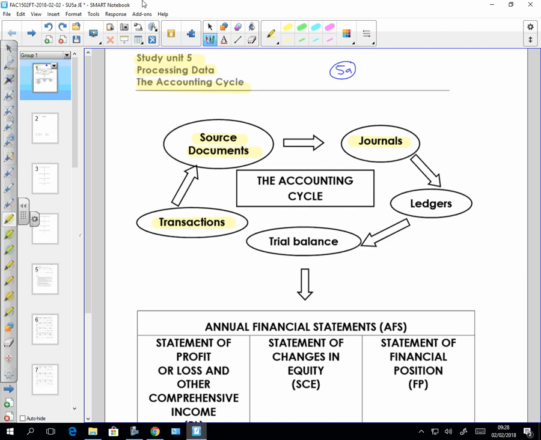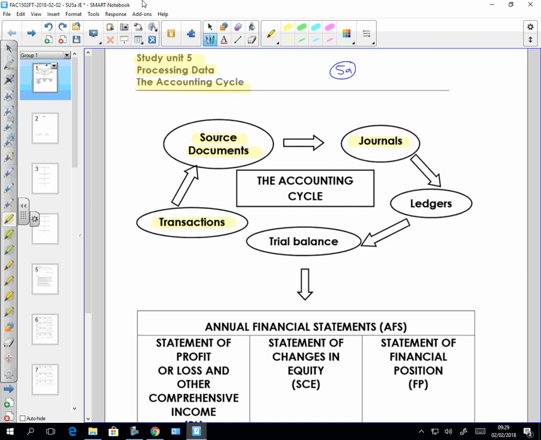Everything that you receive will go into the cash receipts journal. Everything you pay will go into the cash payments journal. When you buy stock on credit, it will go into something called the purchases journal. When you sell something on credit, it will go into a sales journal. We'll do the journals later. But those journals will have the date of the transaction, the person you transacted with, the amount, and the two accounts that were affected by that transaction. Right, so that's the journal.